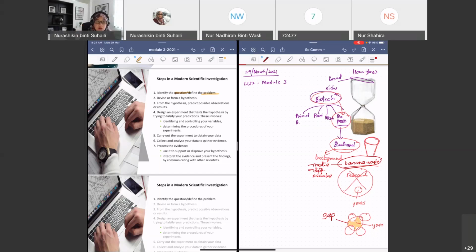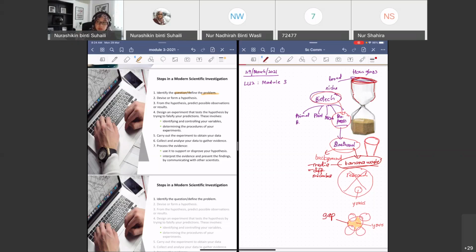Maybe you want to focus on the use of banana waste as an alternative substrate for producing bioethanol. So that will be your next focus, your next target, okay? Remember, this is the broad concept. You are going from point to point, narrowing down your research more and more. Okay, so now let's say banana waste.